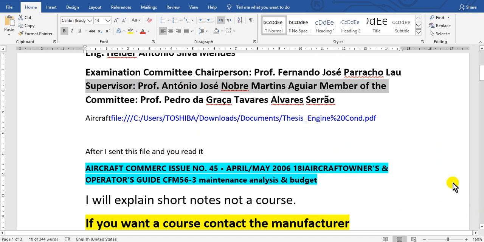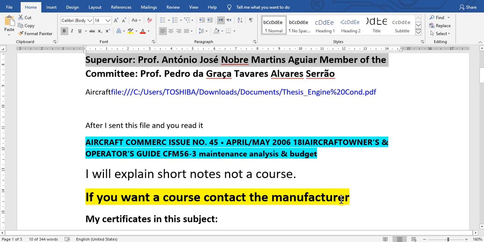You remember that we sent this PDF file about the CFM-3, about the EGT margin, the cost, etc.